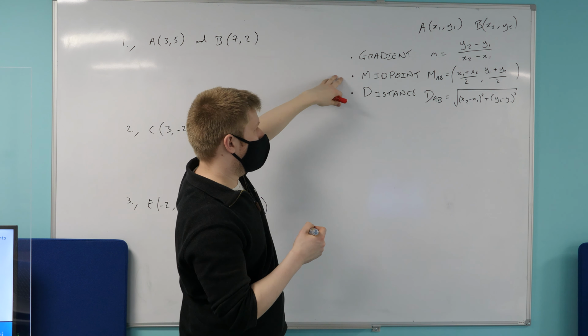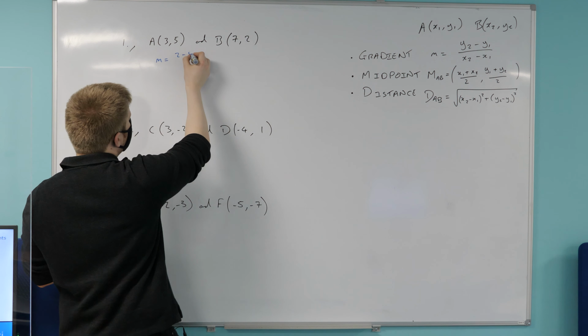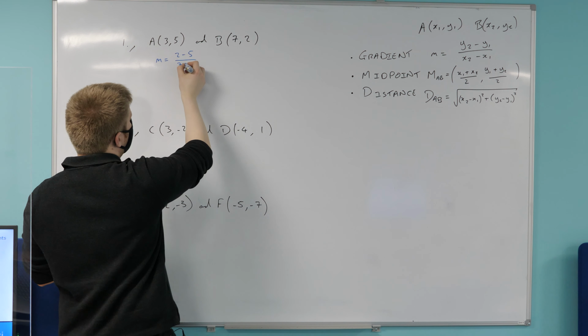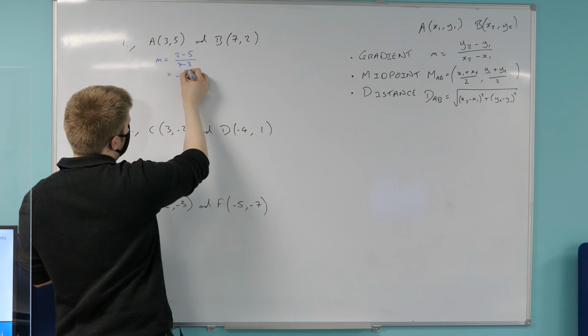Yeah. Okay, that's fine. So how do you find the gradient? How do you calculate it? 2 minus 5 over 7 minus 3. Excellent, well done. So what do you get as the answer then? Negative 3 over 4. Negative 3/4.